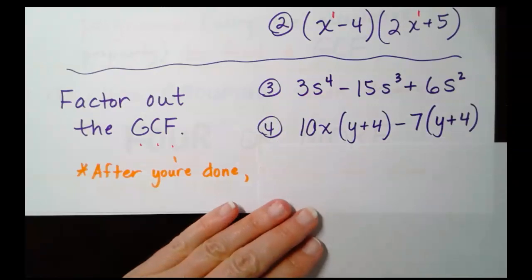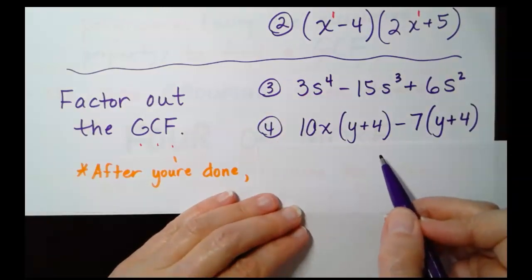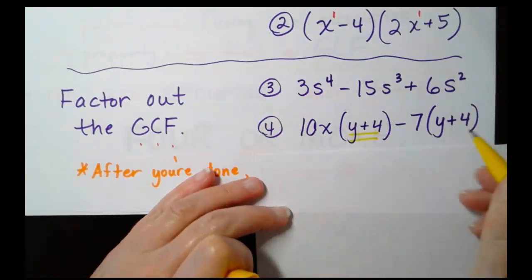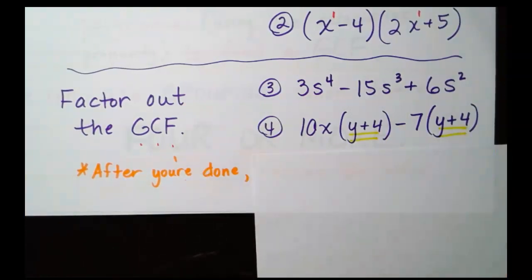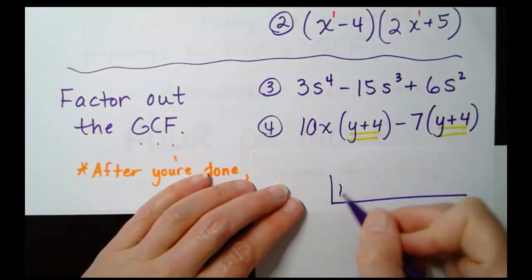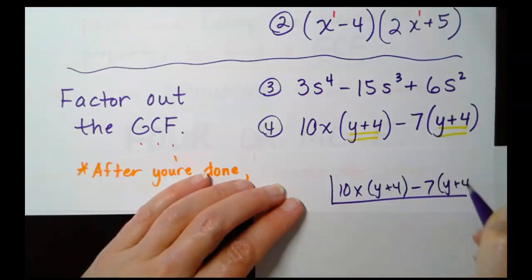Number 4 in our warm-up, if you notice, our GCF this time is not a monomial factor, but it is a binomial factor. So y plus 4 is the GCF that we are going to factor out. So let's rewrite the problem. 10x times y plus 4 minus 7 times y plus 4.